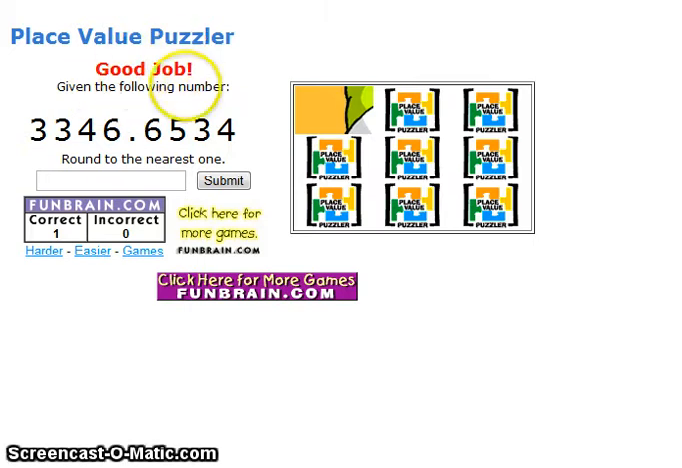Now, again, let's round to the nearest one. Okay, over here is 0.6534 greater than 0.5000, which would be half? Yes, it is, so that means you would round this one up one. Because basically all of this is going to have to go into this number, and it will be greater than this. So now it will be 3,347. Let's see if we're right.